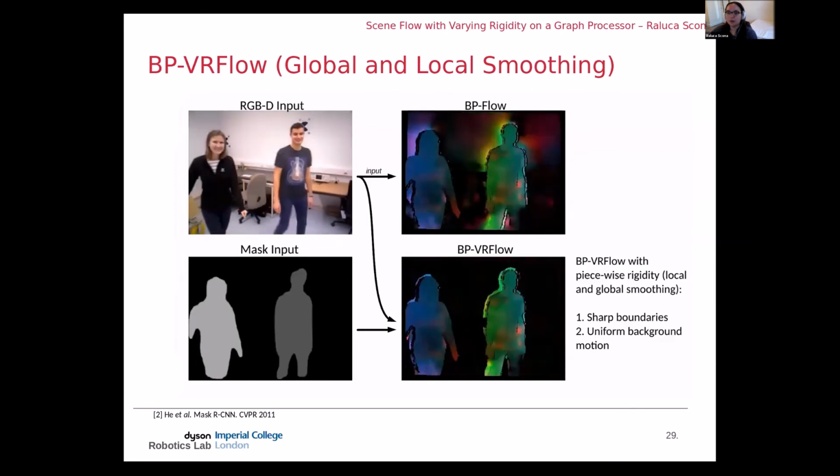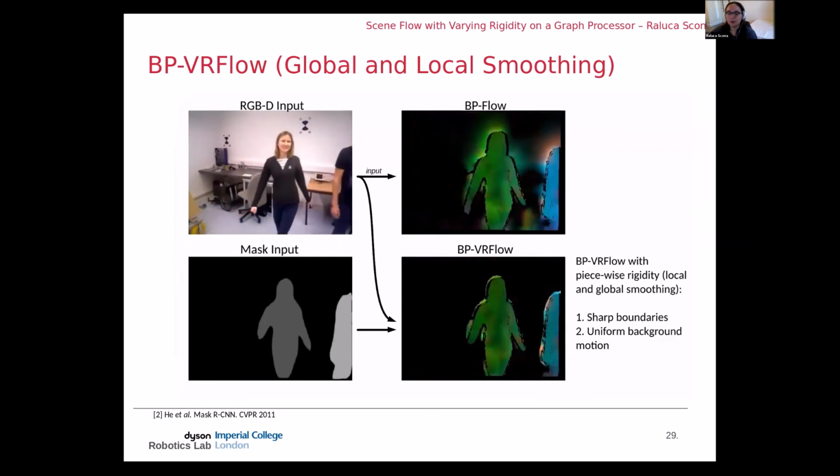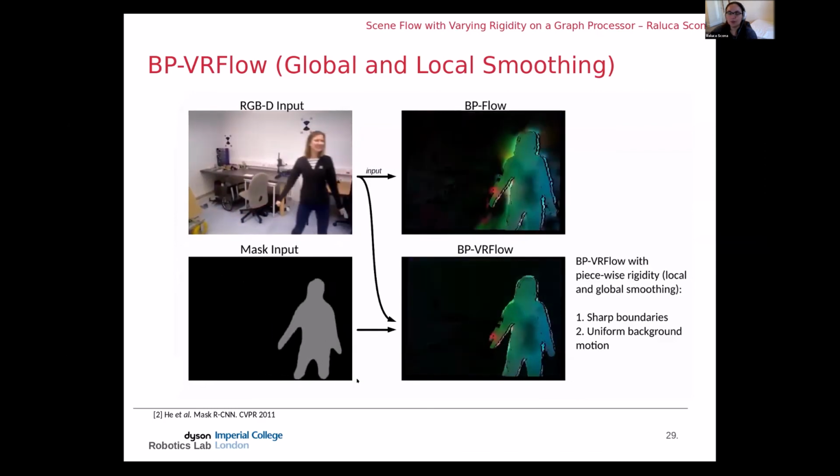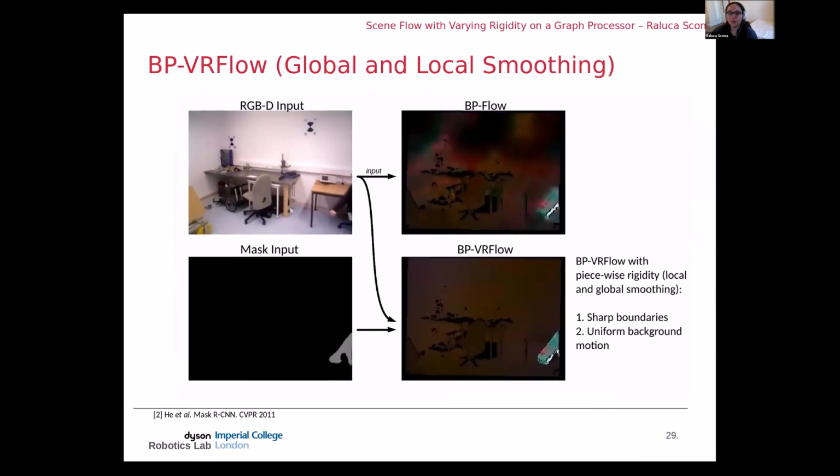For Bpflow, we also take a segmentation mask, as I mentioned before, and disable global smoothing between the background and the people. So we can see the motion boundaries between the people and the background are much sharper in Bpflow compared to Bpflow. The background motion, which corresponds to the camera motion, is also very smooth in this case.